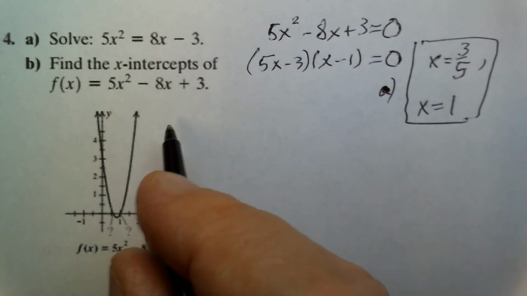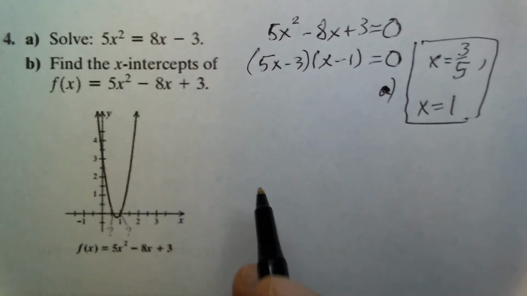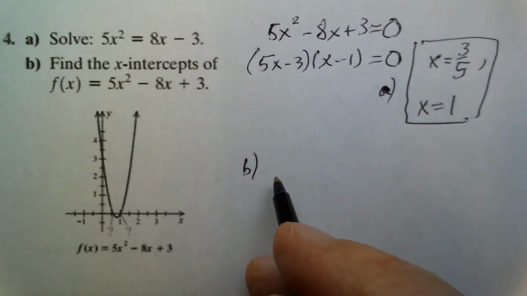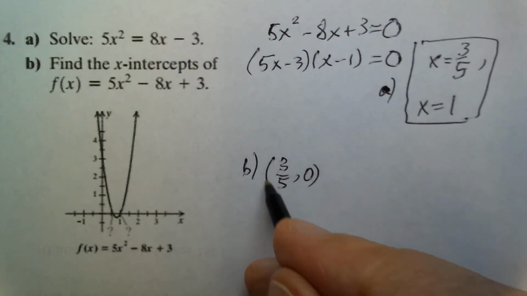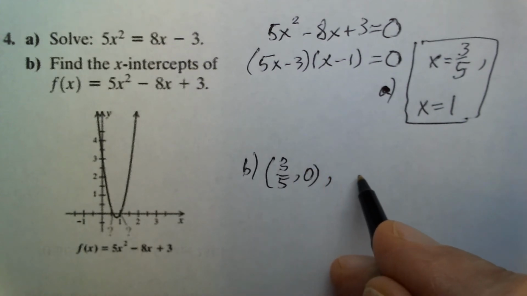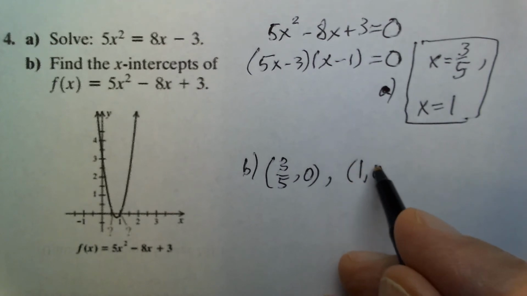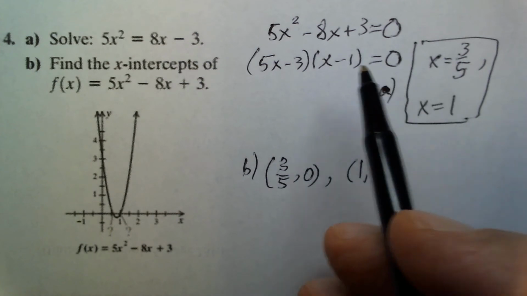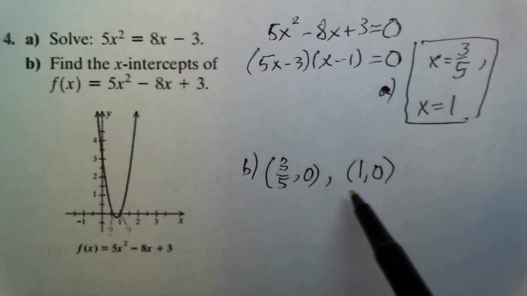And then to find the x-intercepts of the graph, for the B part, the first x-intercept is 3/5, 0, and the other intercept is 1, 0. Again, we find that the solutions to the quadratic equation are the first coordinates of the x-intercepts.